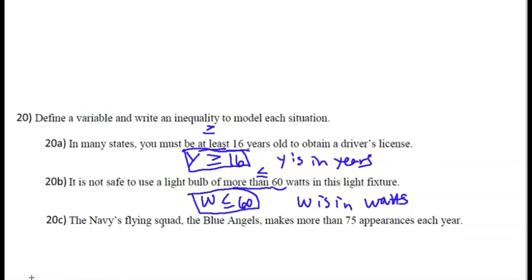20c. The Navy's flying squad, the Blue Angels, makes more than 75 appearances each year. This is more than. This could be greater than 75 appearances. So we could say A is greater than 75, where A is appearances.